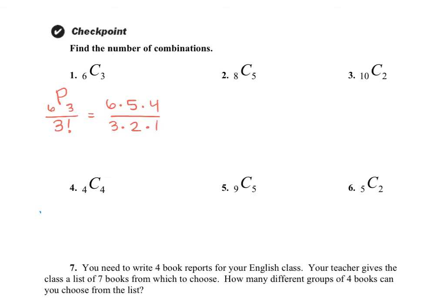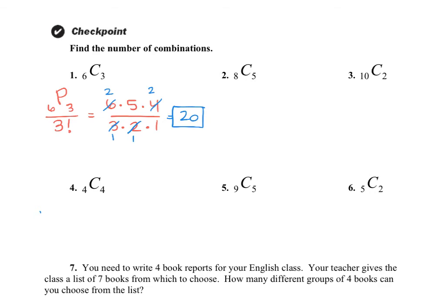Now, I have a couple options for cross simplifying here. I could say 3 goes into 3 once and into 6 2 times. 2 goes into 2 once, and then I can either put that 2 into the 2 or into the 4. It doesn't matter either way. I'll put it into the 4, and so I end up with 2 times 5 times 2, which is 20.